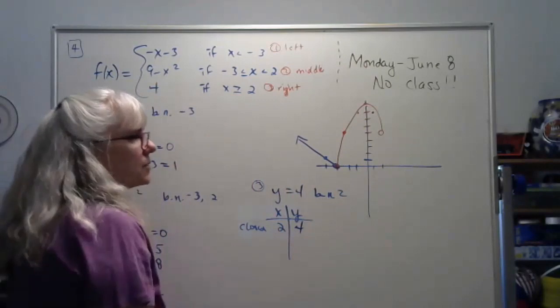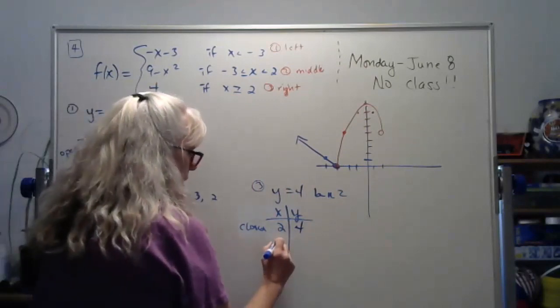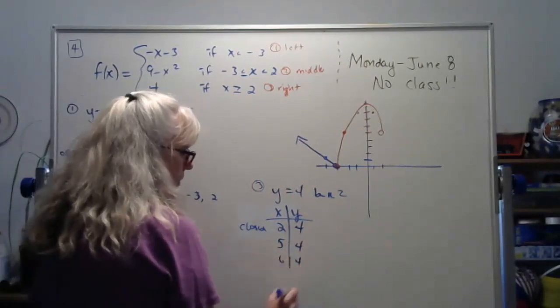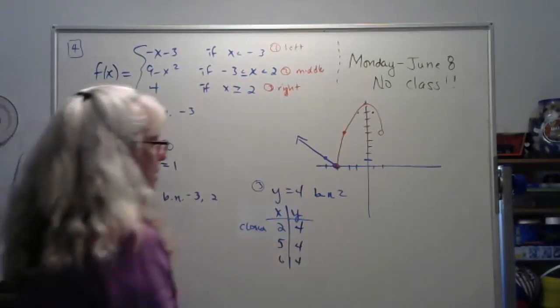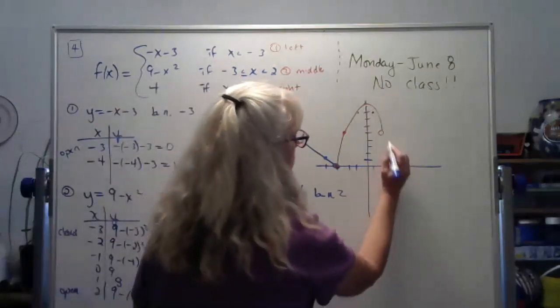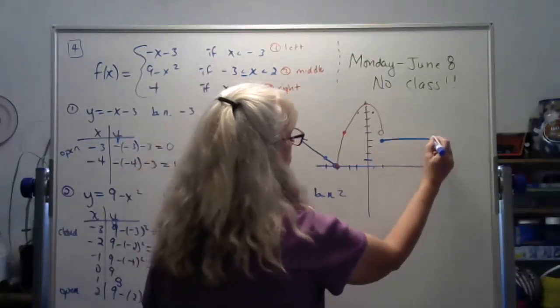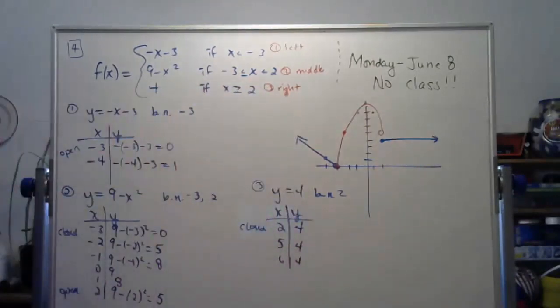And I don't know if that's enough to give you what's going on or not, but any other number you plug in, so if I plug in a 5, I'm going to get out a 4. If I plug in a 6, I'm going to get out a 4. If I plug in 100, I'm going to get out a 4. So again, it's a horizontal line sitting up there at 4. Okay, so we have a closed circle at 2, 4, which does not match up with the other one, and then we have a horizontal line going on to the right. And there is our piecewise function.